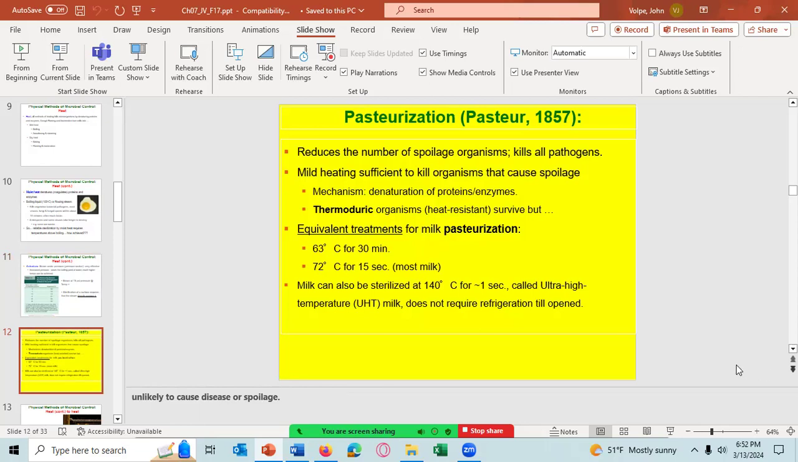You should know about pasteurization. There are two methods to pasteurize milk or other agents: 63 degrees Celsius for 30 minutes, or 72 degrees Celsius for 15 seconds. And remember, ultra high temperature milk is not pasteurized milk. That's actually sterilized milk.